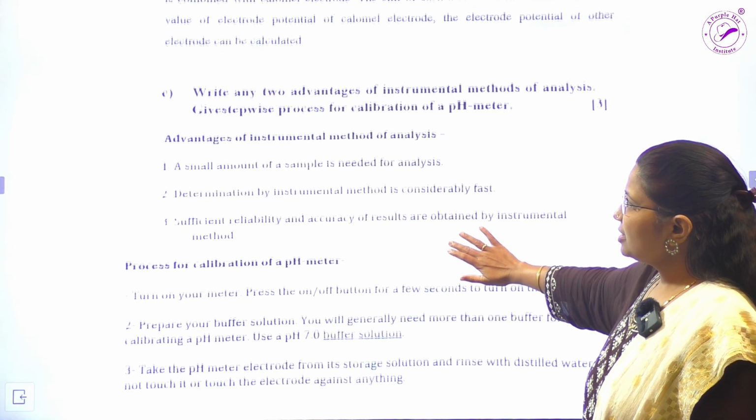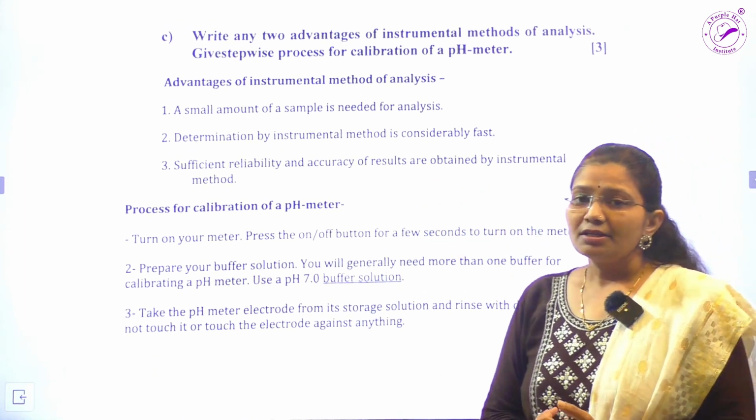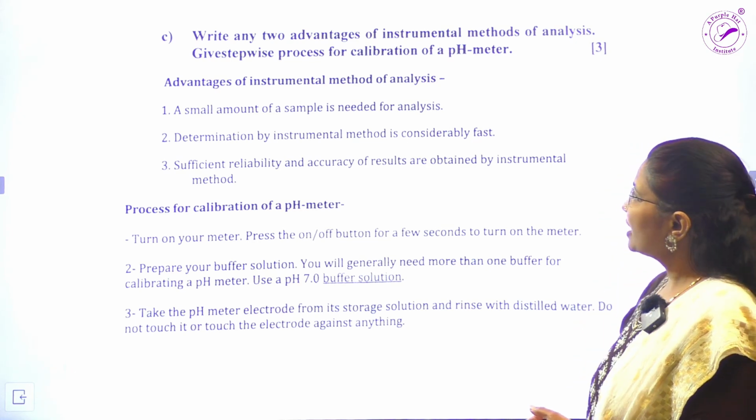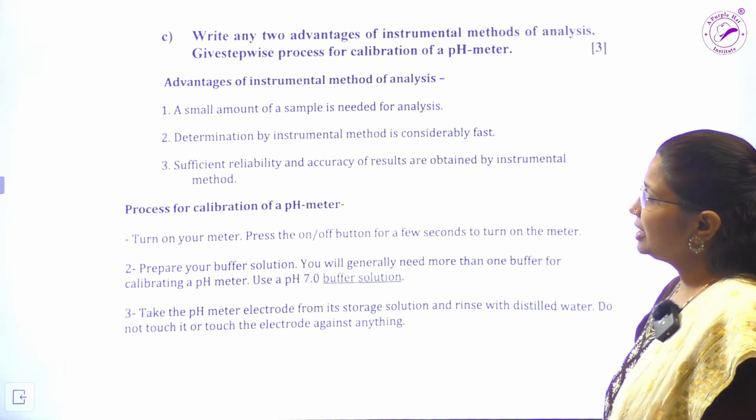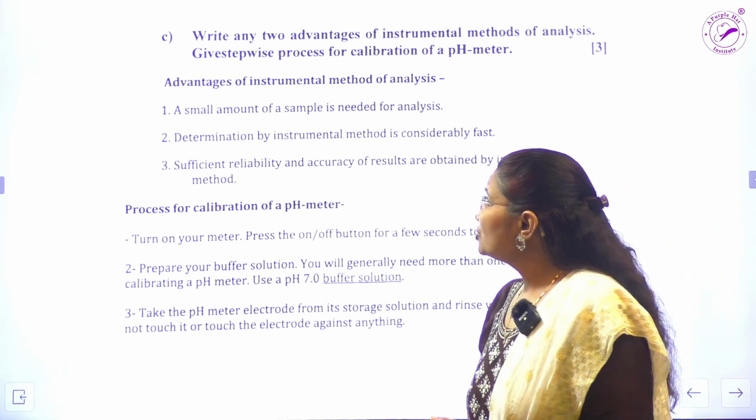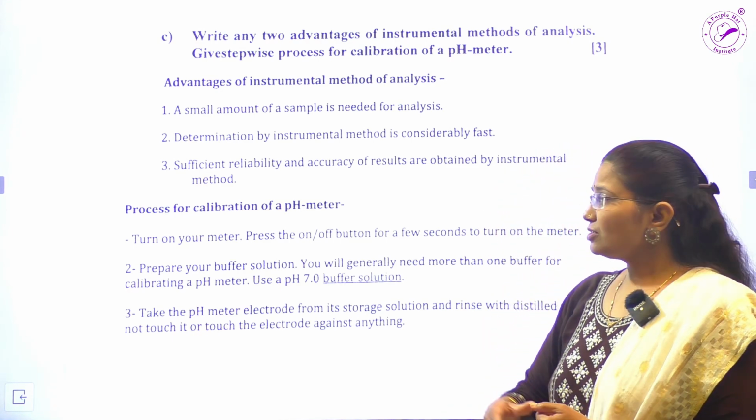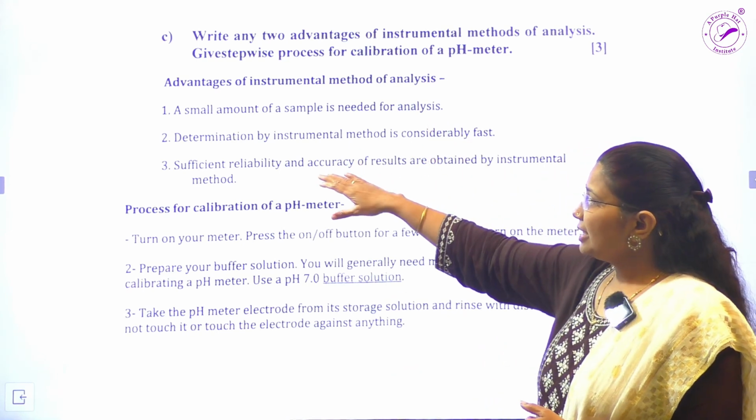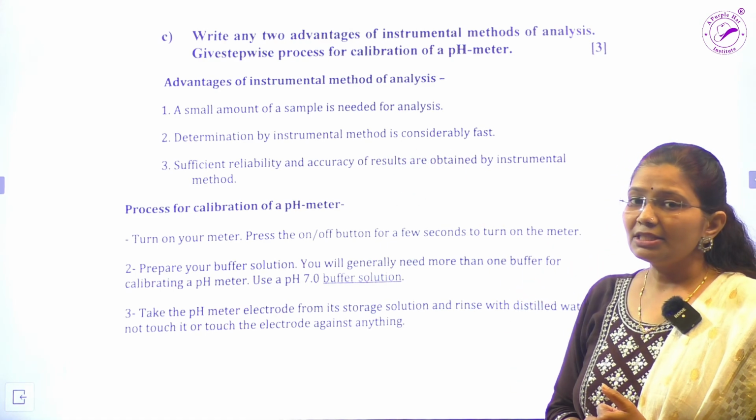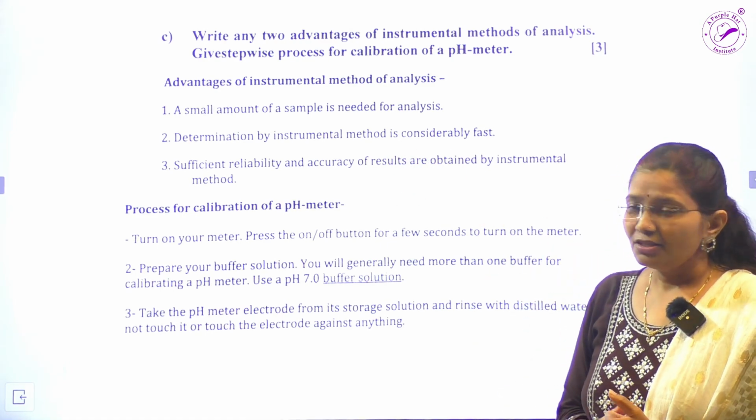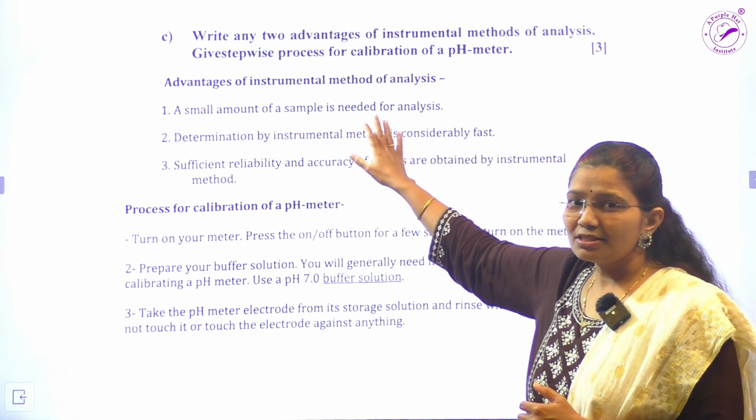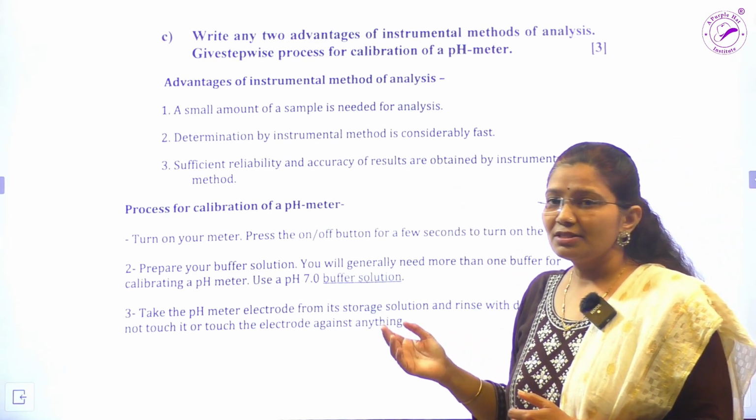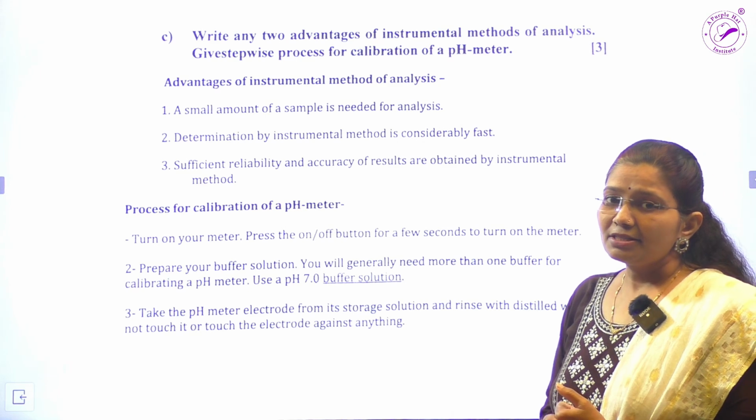Now the next question is: write two advantages of instrumental methods of analysis and give the stepwise process for calibration of pH meter. So what are the advantages of instrumental methods of analysis? First of all, we need a very small amount of substance to analyze. Then the determination by instrumental methods is considerably fast. So these two advantages are sufficient. You can add one more advantage: the accuracy of instrumental method analysis is higher.